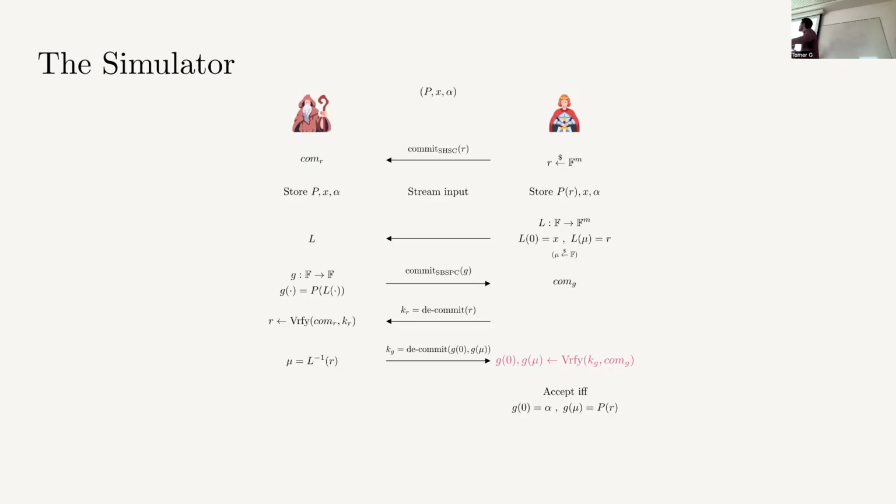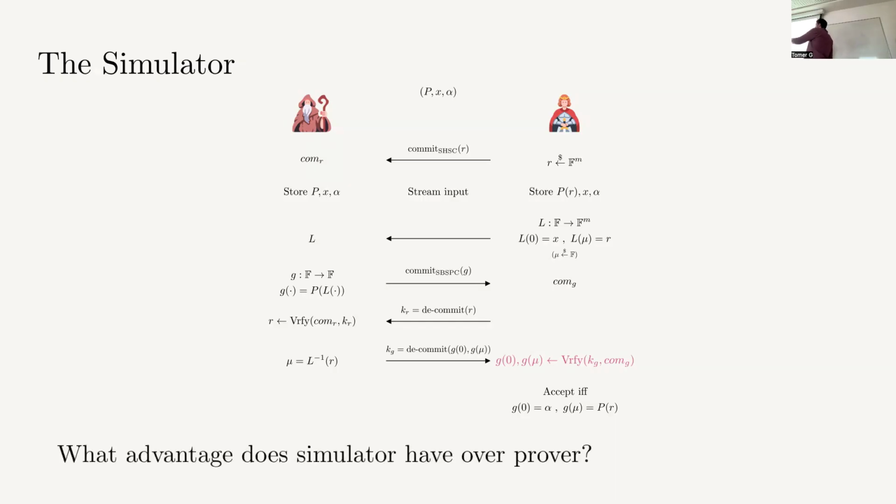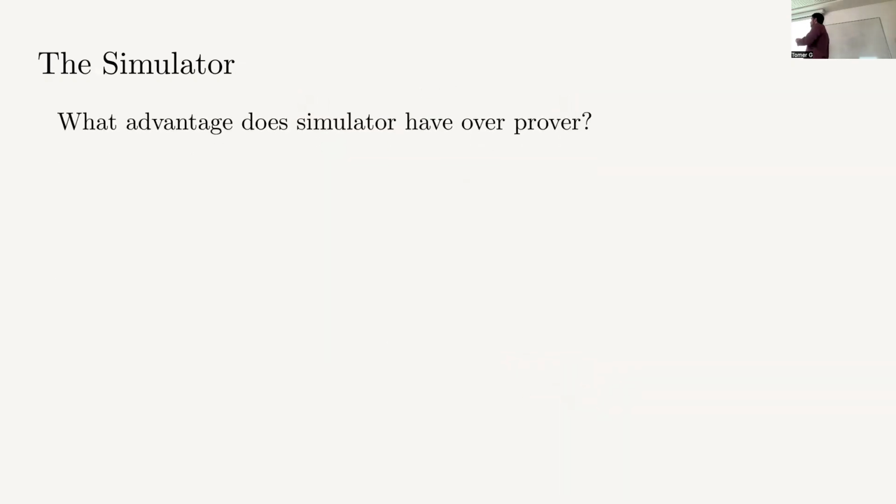Therefore, we need to give the simulator an extra oomph for it to be able to do what it needs to do. Basically, we need to be able to break the commitment of the verifier. So when the verifier sends the commitment to R, the simulator needs to be able to break it. We ask ourselves, what advantage does the simulator have over the prover? The prover is unbounded. The simulator needs to be space bounded like the verifier. So the biggest advantage is that the simulator contains the code of the verifier and can also set its randomness to get the result that it needs.